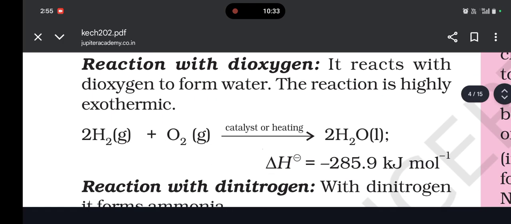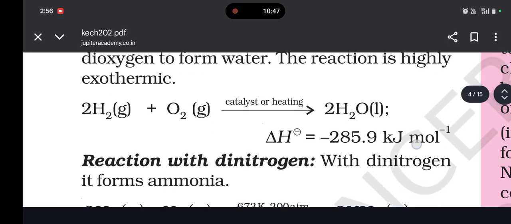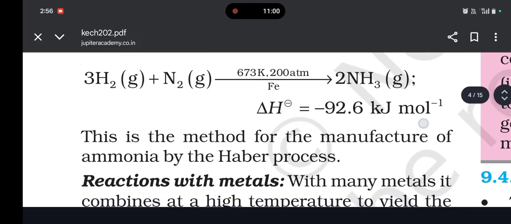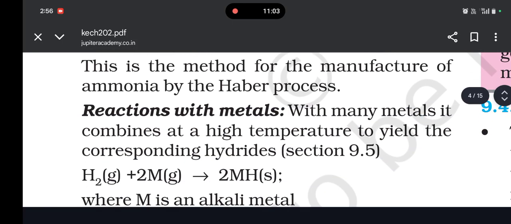Reaction with dioxygen. It reacts with dioxygen to form water. The reaction is highly exothermic. 2 hydrogen gas plus O2 in presence of catalyst or heating gives 2 molecules of water. Reaction with dinitrogen. With dinitrogen, it forms ammonia: 3H2 plus N2 at 673 Kelvin temperature and 200 atmospheric pressure gives 2NH3, ammonia. This method is for the manufacturing of ammonia by the Haber process.